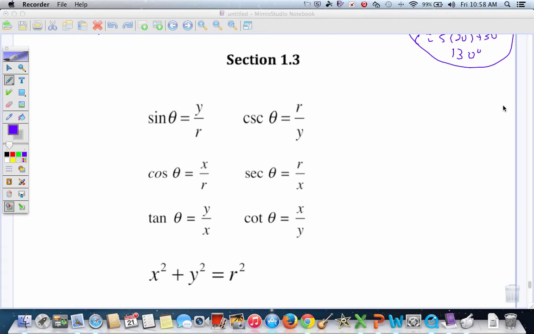Here we actually look at our six trig functions. We're probably familiar with sine, cosine, and tangent. They're reciprocal functions listed right next to each other called cosecant, secant, and cotangent.